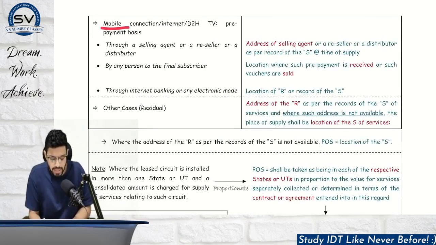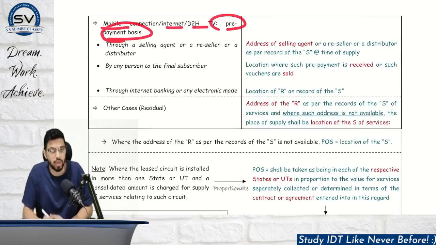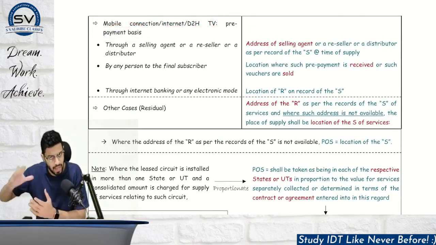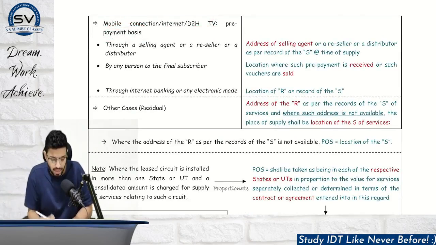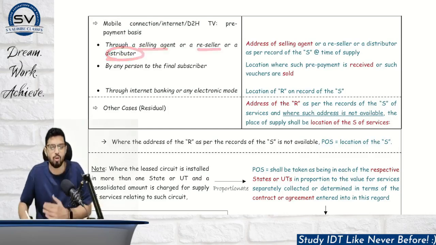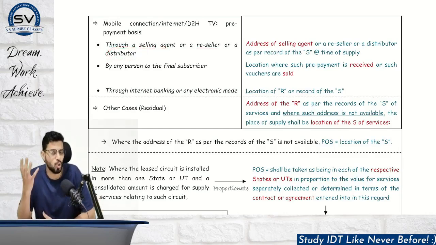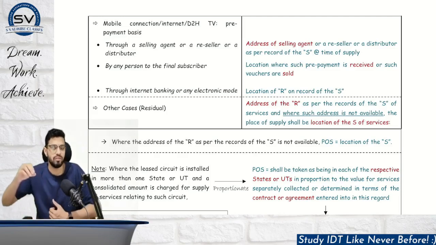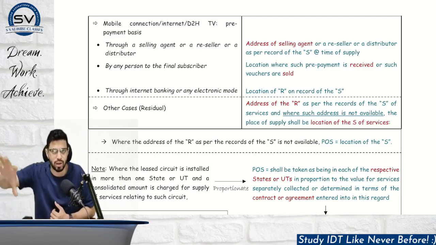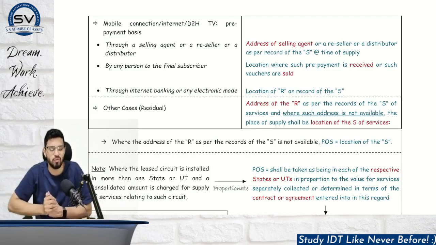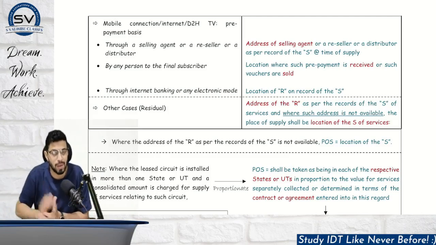Next, mobile connections, internet, D2H TV, where it is working on prepaid basis. That is, you have to first pay, then it will work. If the selling by the company is happening through a selling agent or a reseller or a distributor. Earlier this used to happen that you used to go to a local shop, when Paytm and UPI were not present in India like they are in today's times. And if you used to go and get a prepaid voucher done, like let's say I'm paying 90 rupees, and I think I used to pay 55 rupees back in the early years before, we used to get the Airtel prepaid recharge done.